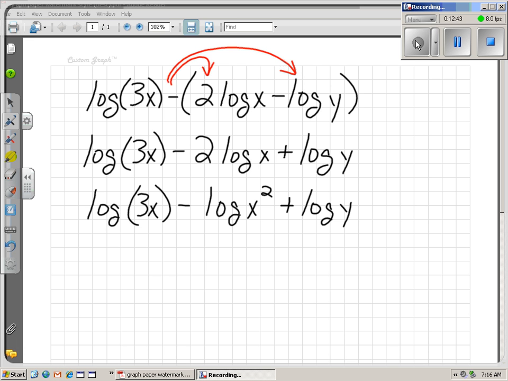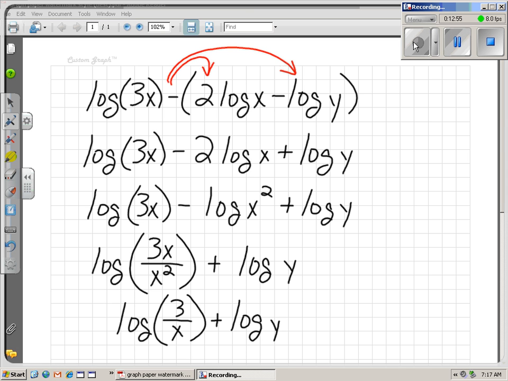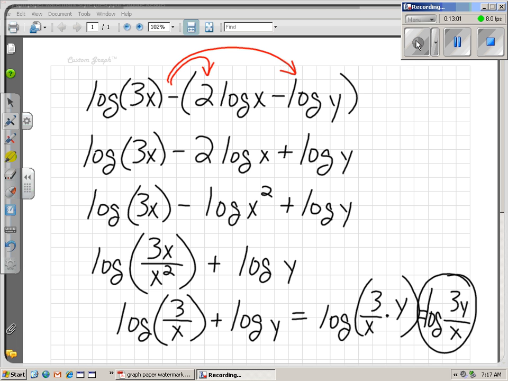and then my last step will be changing that addition to multiplication. Now notice that I can simplify that 3x over x squared. One of those x's will cancel on top and bottom, leaving me with an x on bottom and a 3 on top. And then, like I said, I'll change that addition to multiplication. So that's 3 over x times y, which is really just 3y over x. So our final answer is log 3y over x.